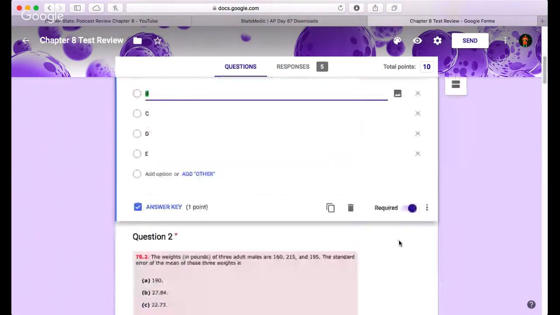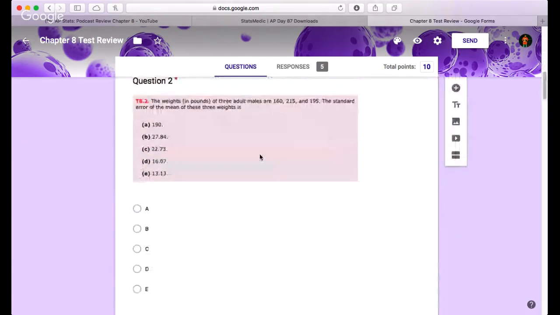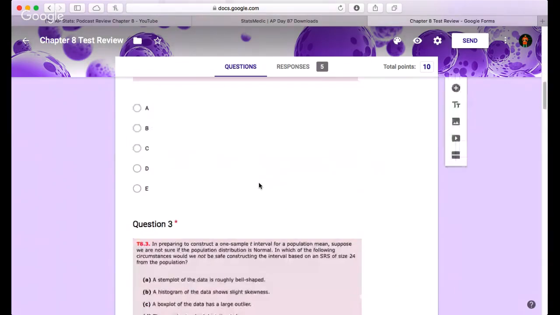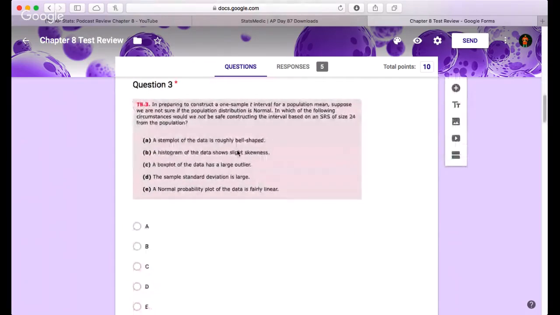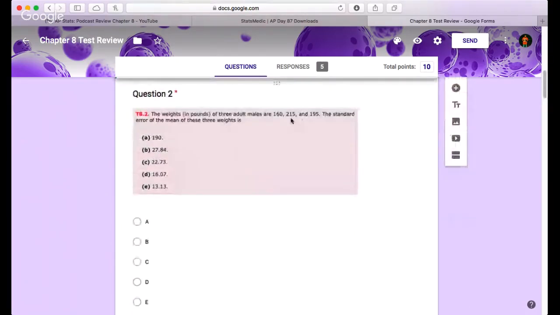Cool. And it's just a fancy way of saying captures the true proportion. 8.2, the weights of 3 adults are this. The standard error of the mean of these 3 weights is, remember, standard error is S of X over square root of N. So to find the standard error, I plug these in for L1. Then I do 1-Var Stats, and once I do that, I divide by the square root of 3. And that's what would get me my standard error.